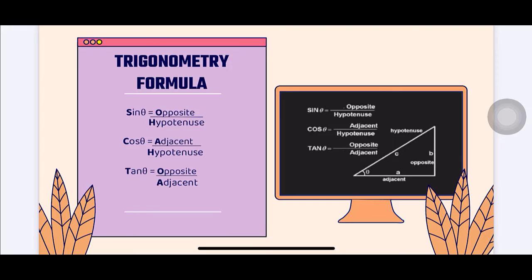We also call it SOH CAH TOA to make it easy to remember. So these are the trigonometry formulas that we can apply on measuring the height of a building or mountains. Now I will pass the rest to my teammates.